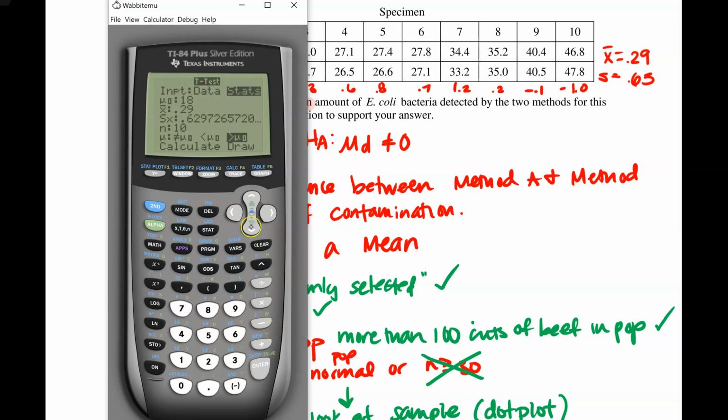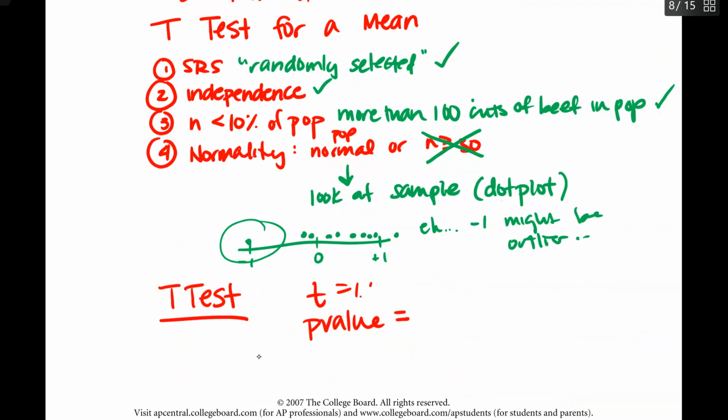And we're just looking at whether or not this difference is 0. So is 0.29 so different from 0 that we can conclude that there's a difference in method? So we get out a t of 1.45 and a p-value of 0.179.